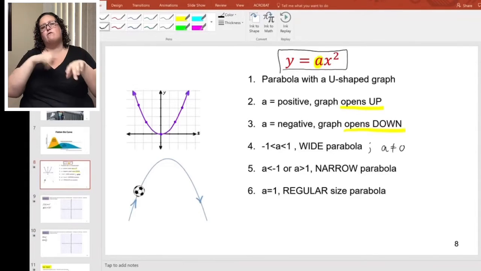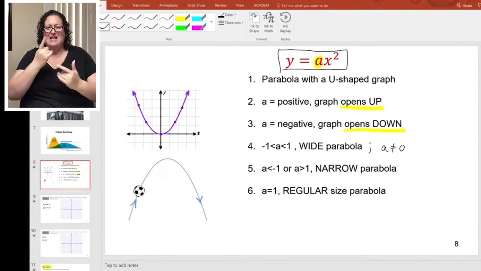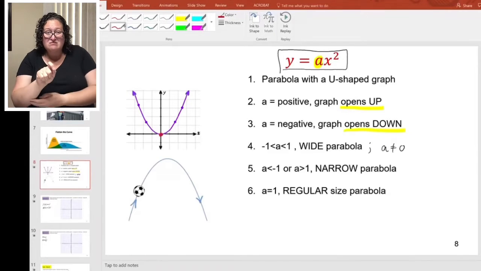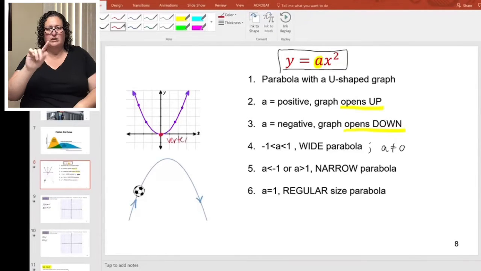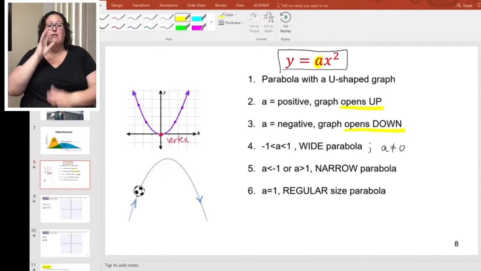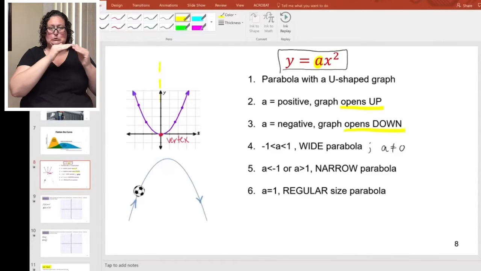In addition to what I mentioned earlier, let's look at some key features of a parabola. This point right here, the point that divides the parabola in half, is called the vertex. That's the point in the middle. The imaginary line that cuts the parabola in half into two symmetrical parts, we call that the axis of symmetry.